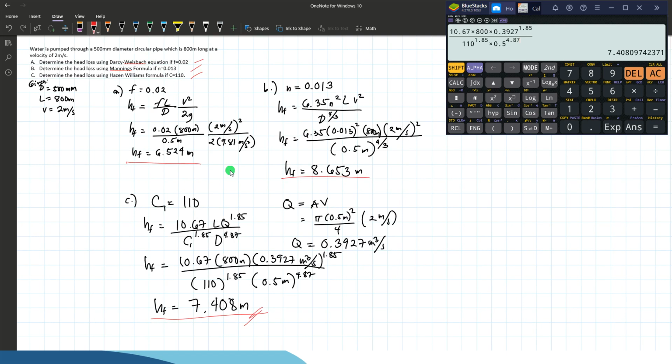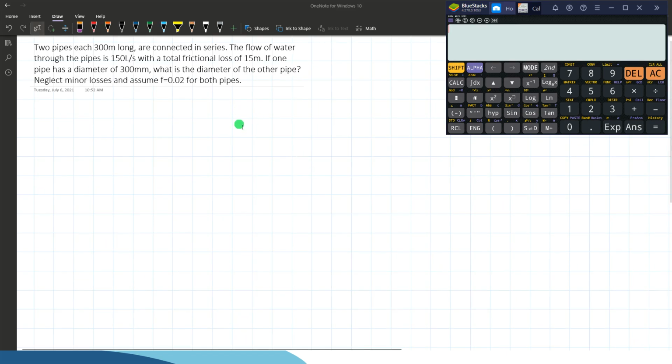Okay, next problem. Number 2. Two pipes, each 300 meters long, are connected in series. The flow of water through the pipes is 150 liters per second with a total frictional loss of 15 meters. If one pipe has a diameter of 300 mm, what is the diameter of the other pipe? Neglect minor losses and assume that f is 0.02 for both pipes.